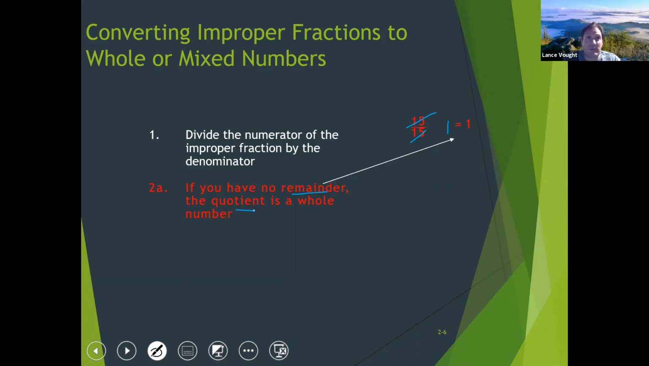If you have no remainder, then the answer is that you have a whole number. So 15 over 15, they go into each other an equal number of times. You have a whole number. So if you had 30 over 15, it's still a whole number. You just get 2 instead of 1.